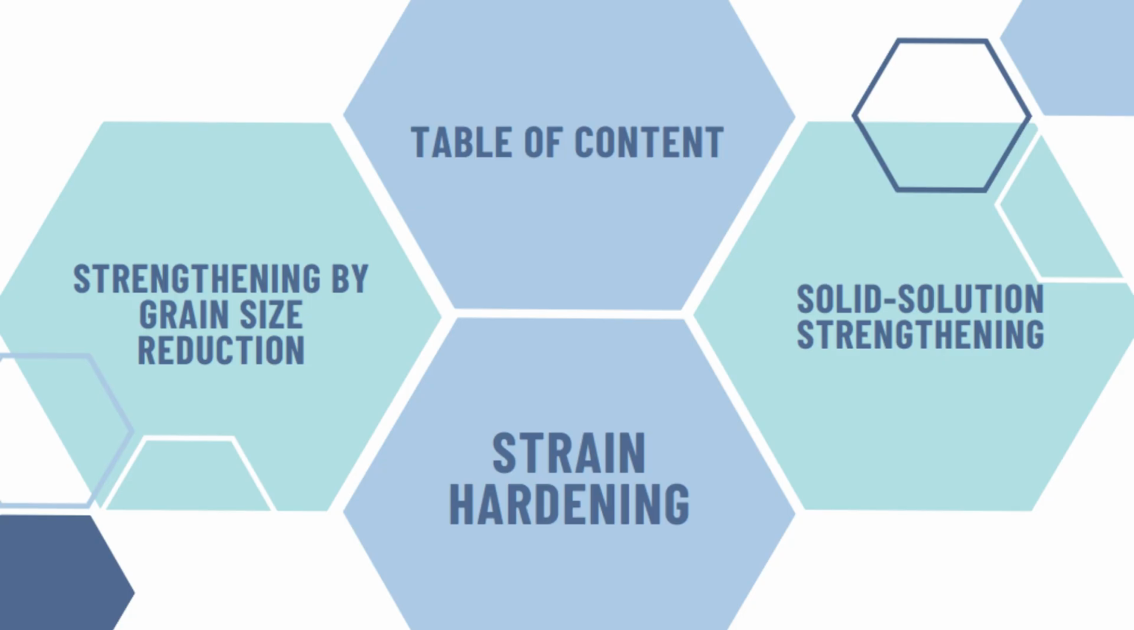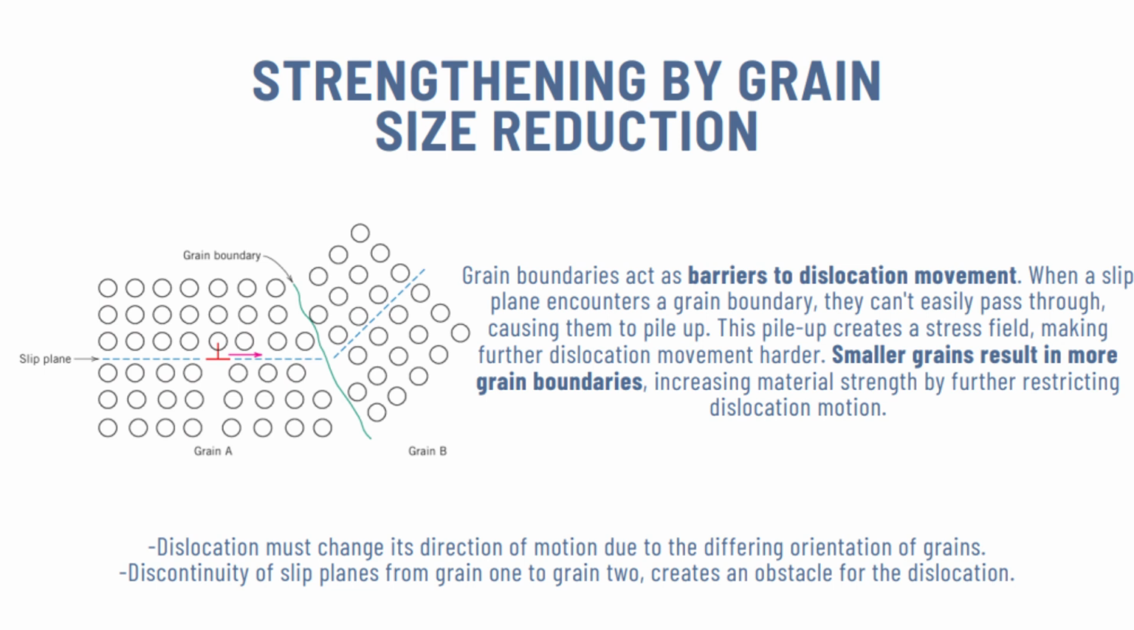Okay, so we're moving on to the table of contents. Today, I'm going to be discussing three strengthening mechanisms as promised. The first of them is strengthening by grain size reduction, then strain hardening, and solid solution strengthening. The first method that I'm going to be explaining is the strengthening mechanism by grain size reduction.